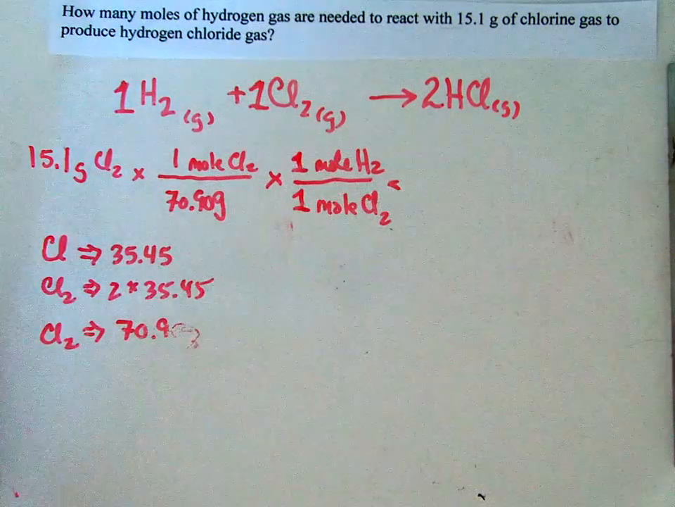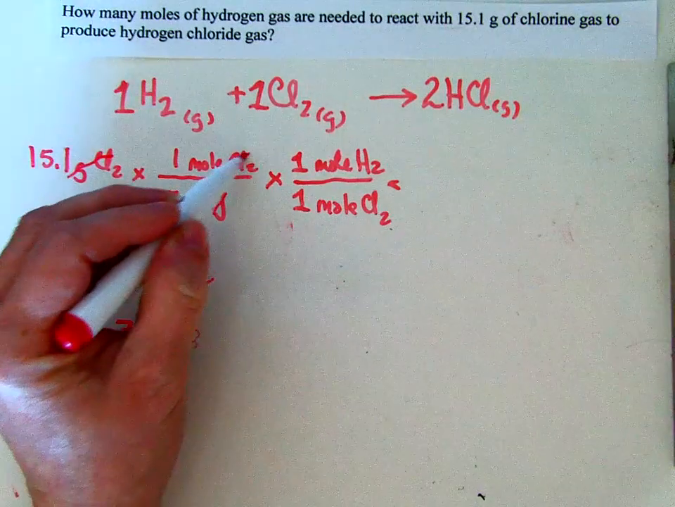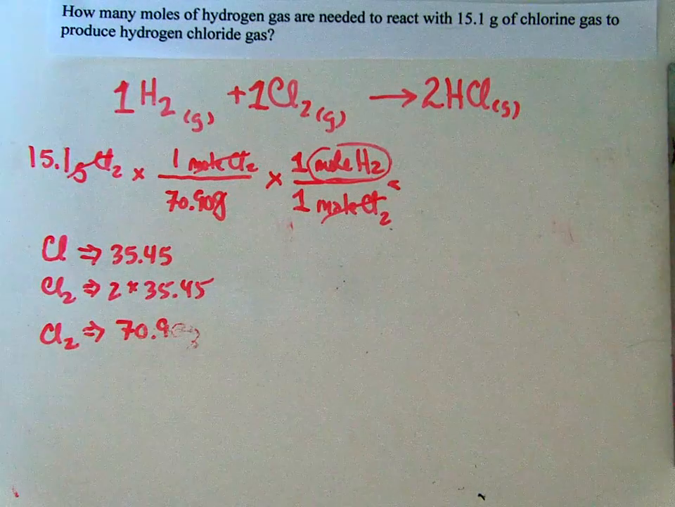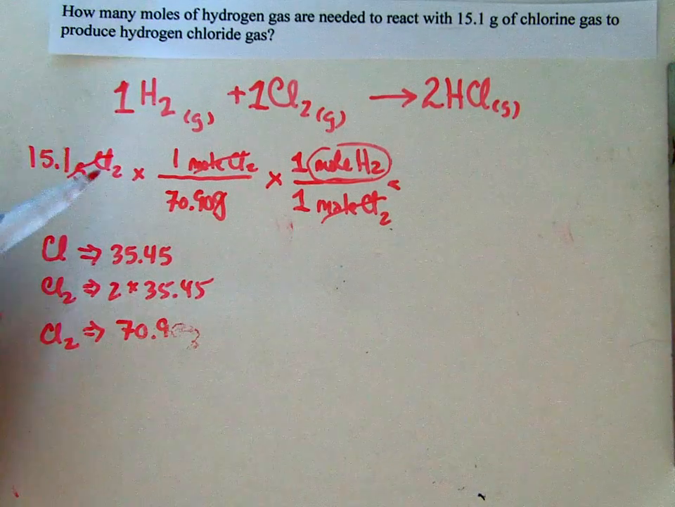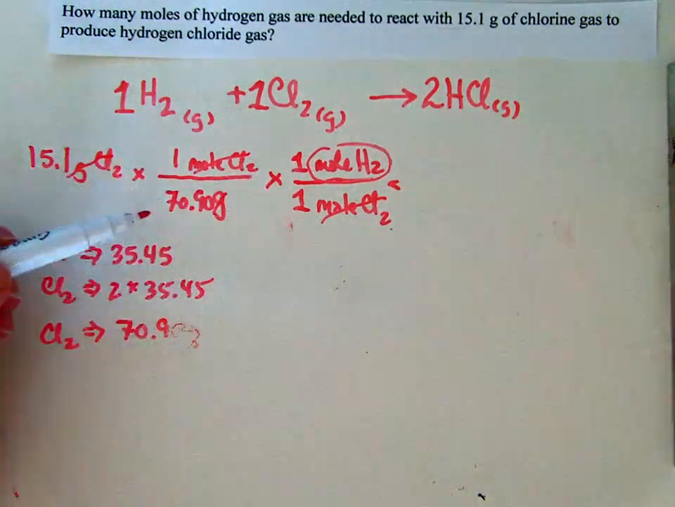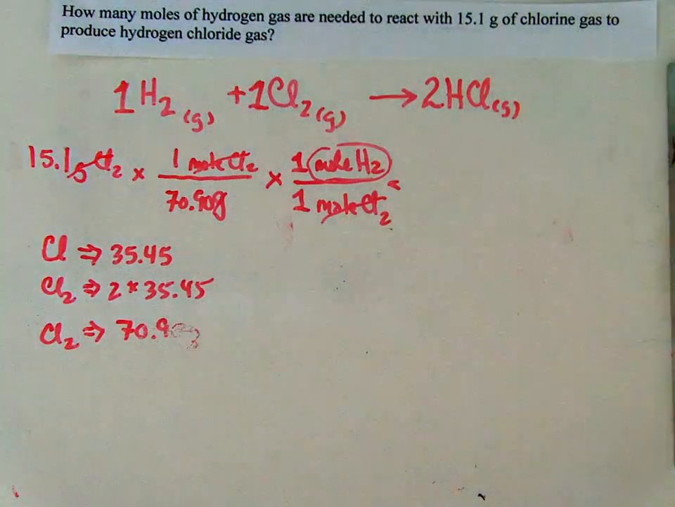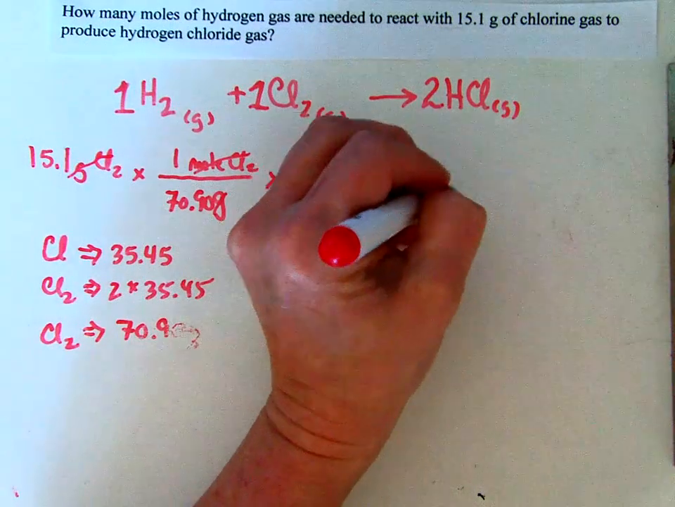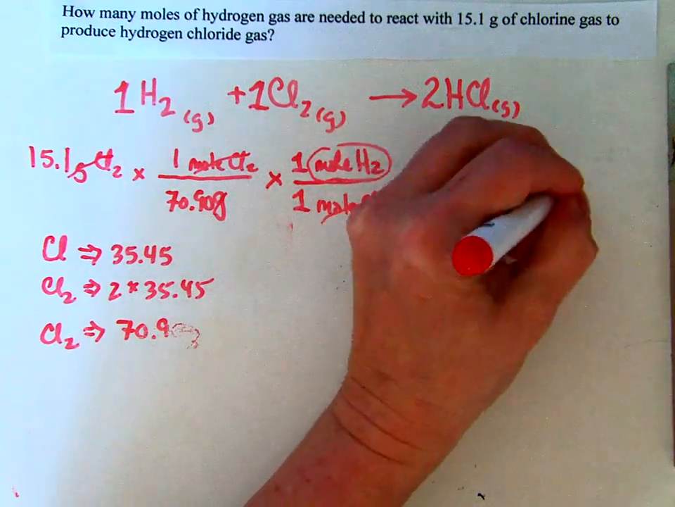Now let's check our units. Grams of chlorine cancel with grams. Moles of chlorine cancel with moles of chlorine. And we're left with moles of hydrogen gas. So it's 15.1 times 1 times 1 divided by 70.9. And when we crunch that out in the calculator, we get 0.213 moles of hydrogen gas.